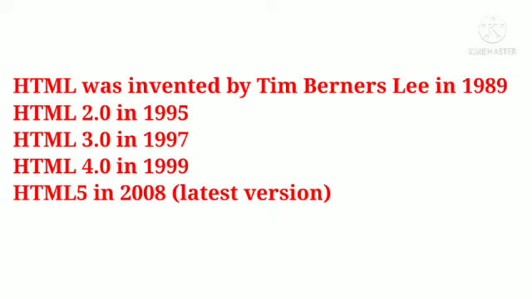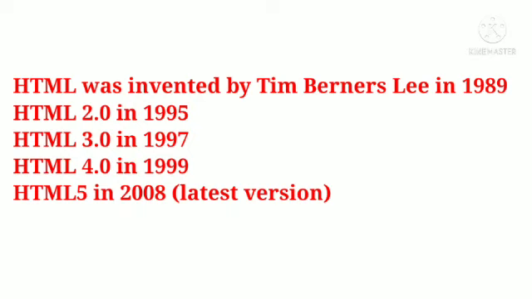The standard version of HTML came into existence in 1995 as HTML 2.0. Thereafter, within 4 years, HTML 3.0 and HTML 4.0 came into existence, and the latest version of HTML is HTML 5.0, which was announced in 2008. In this chapter, we will study HTML 5.0.